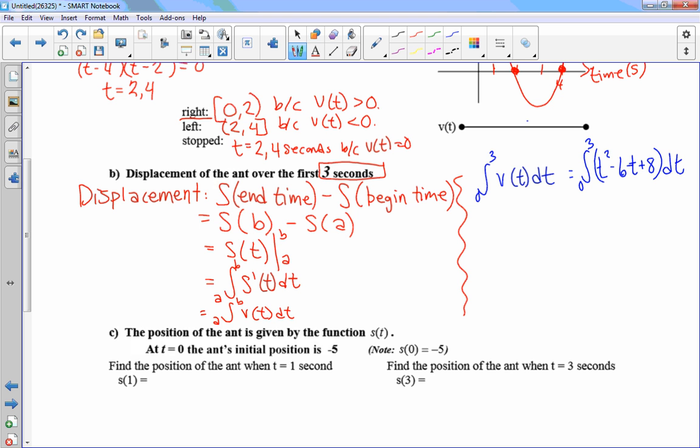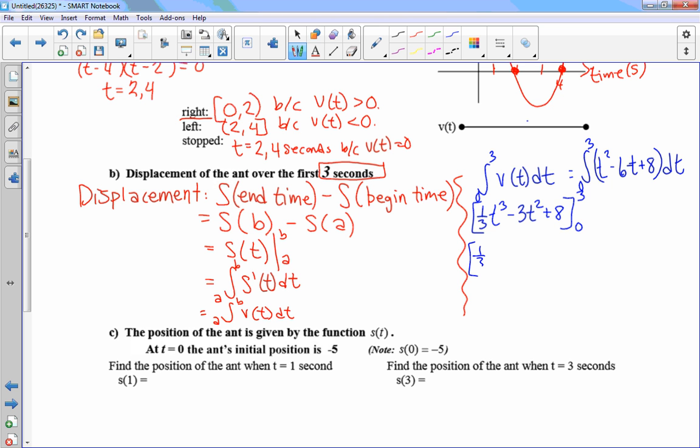Okay, make sure you set up the interval and write out each step. What's t squared minus 6t plus 8 integrated with the antiderivative? Okay. And all of those have the limits from 0 to 3. So top minus bottom, plug in the 3 first.